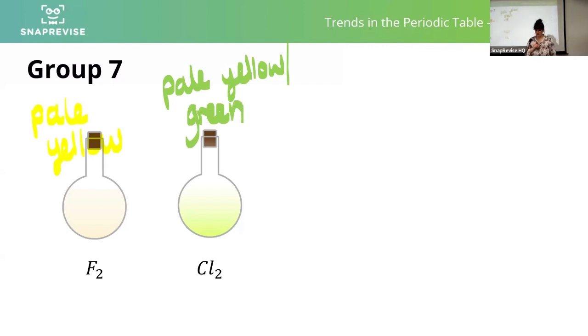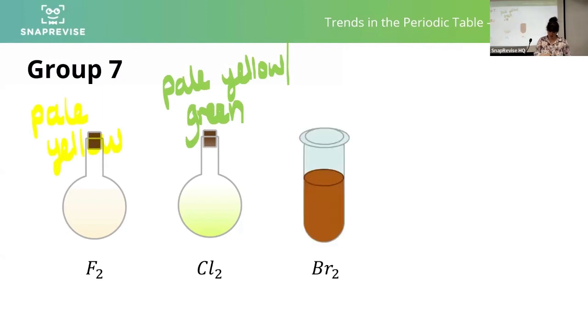At room temperature and pressure, sorry, this is at room temperature and pressure, and you need to know these off by heart. Bromine. Let's see if I can get, I don't really have a brown, I've got orange. Bromine is a brown liquid at room temperature.